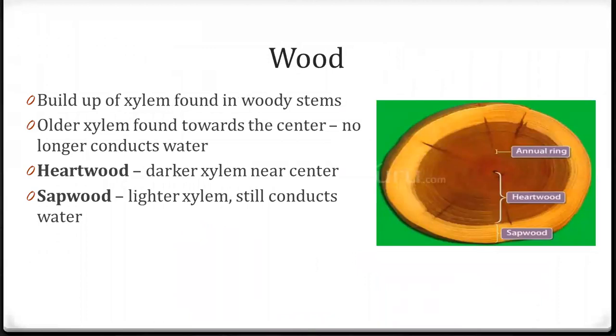Wood is a buildup of xylem that is found in woody stems. Older xylem is found towards the center. It no longer conducts water. Heartwood is darker xylem. Right here you can see the picture, near the center. And sapwood is the lighter xylem, which still conducts water.